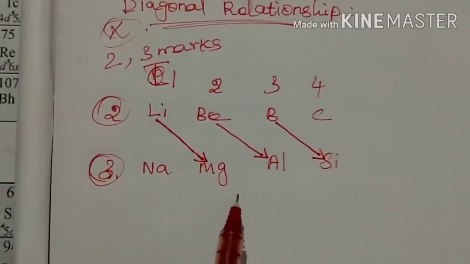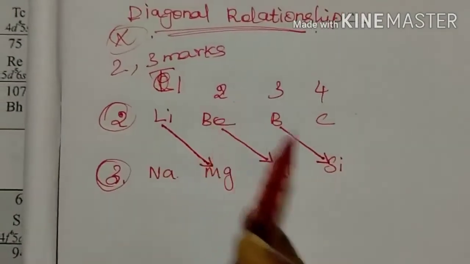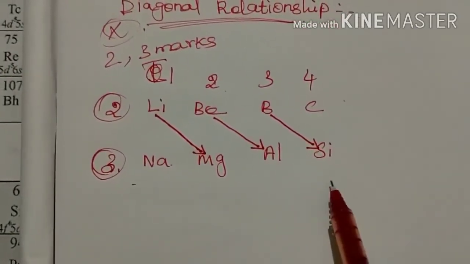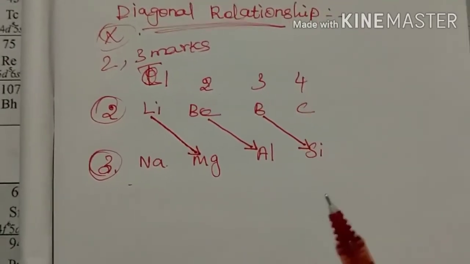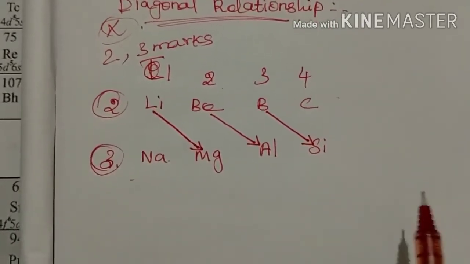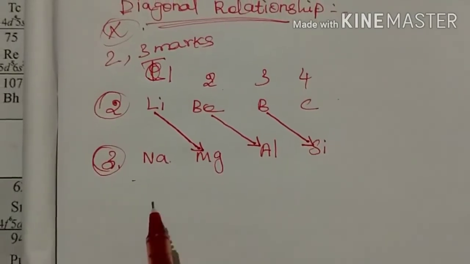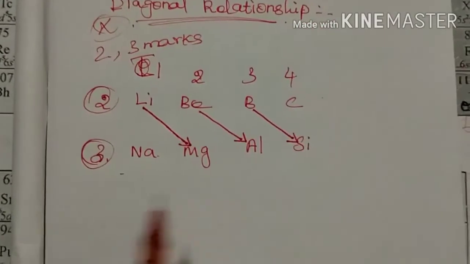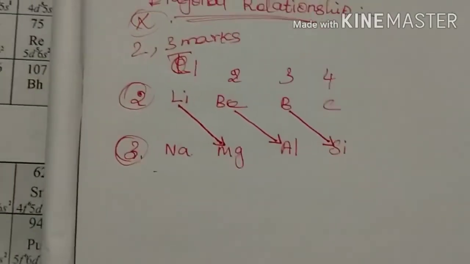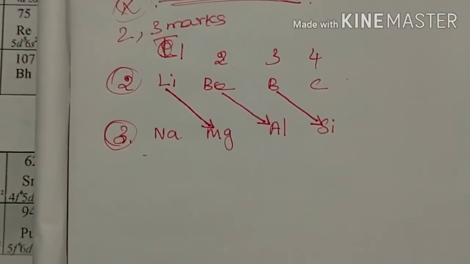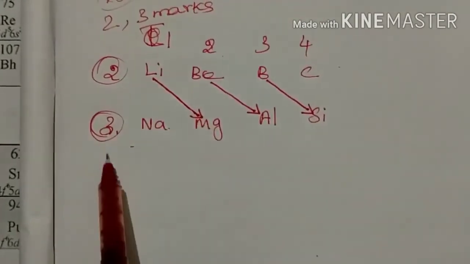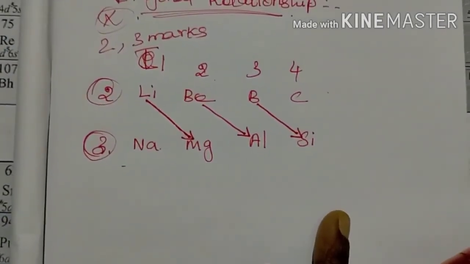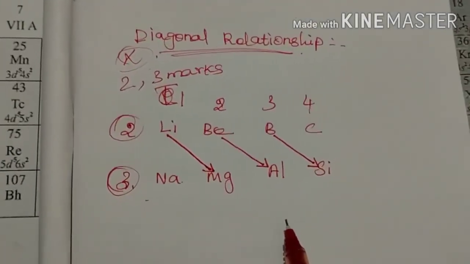So these elements are placed in the modern periodic table diagonally. The elements which are placed in diagonal places and also show similarities of properties, this character is generally called diagonal relationship. But it is not the same for all the elements in the group; it is the same only for the elements shown in this figure.